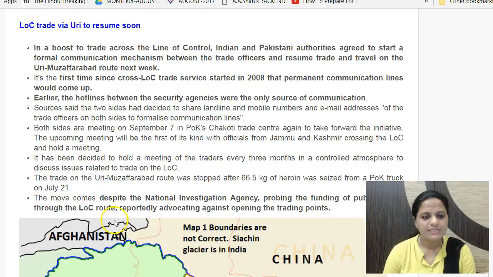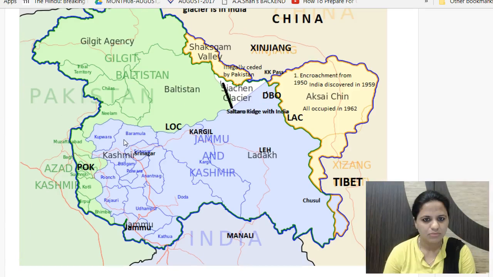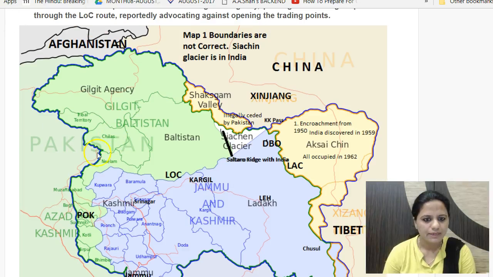Then the next news item is LOC trade via Uri to resume soon. So this is regarding cross LOC trade. So this is Jammu and Kashmir, as you can see here. This part of Jammu and Kashmir is with India, in blue. This is Pakistan occupied Kashmir, POK, and this is the Jammu and Kashmir region which is with China. China has occupied this after the 1962 war. This Aksai Chin region is with China. Even this Shaksgam Valley, actually this Shaksgam Valley is part of Pakistan occupied Kashmir, handed over to China. So it has been illegally ceded by Pakistan to China. So this is the region presently under Chinese control. And this is the Siachen Glacier region. Of course, this is with India.